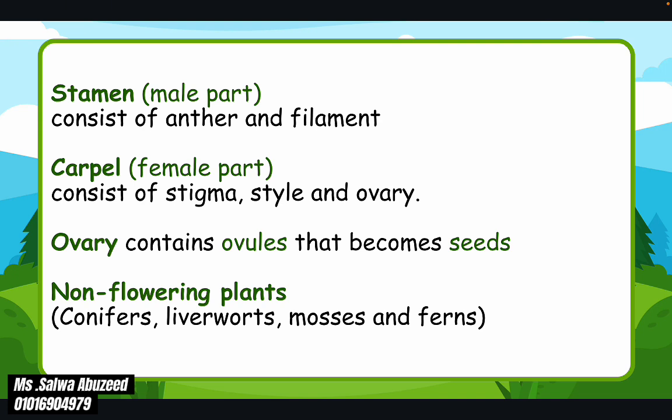So do all plants have flowers? No, they don't. Some plants don't have flowers. And in this case, we will name those plants non-flowering. And from the name, it has no flower, like I said, non-flowering. So what are the types of the non-flowering? We have the conifer, liverworts, mosses, and the fern. Okay, and let's go through it.